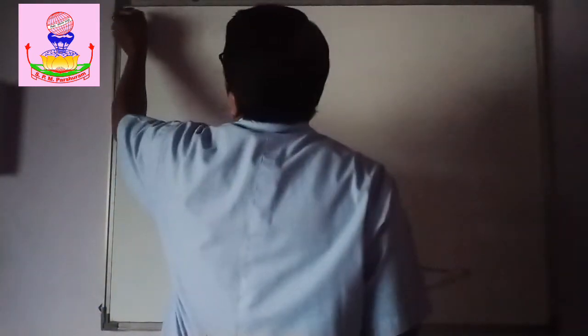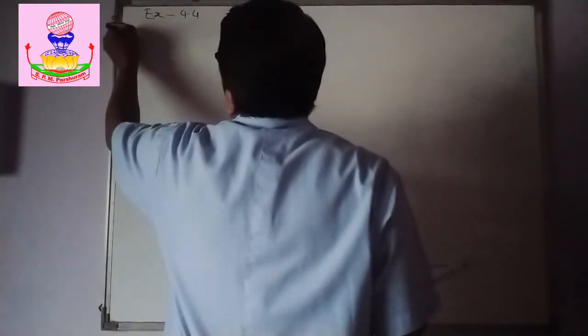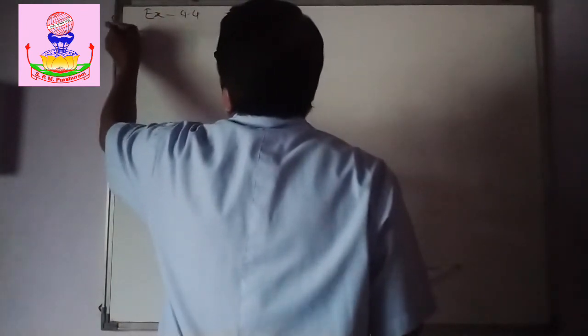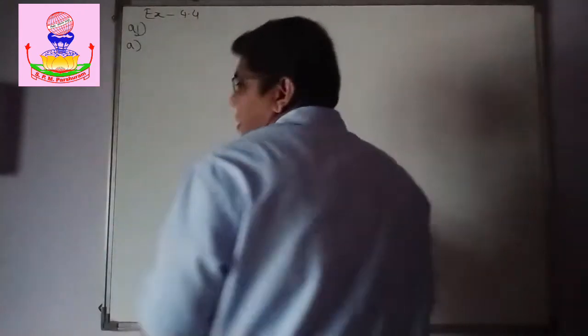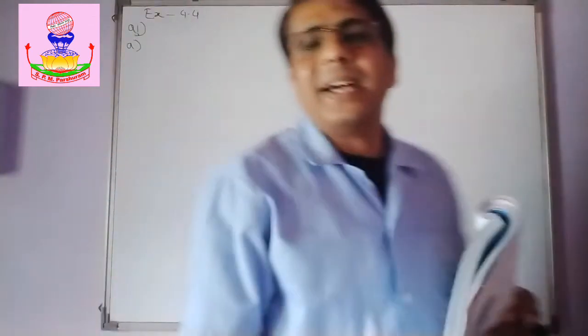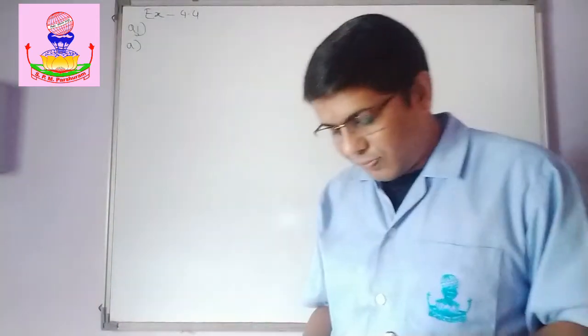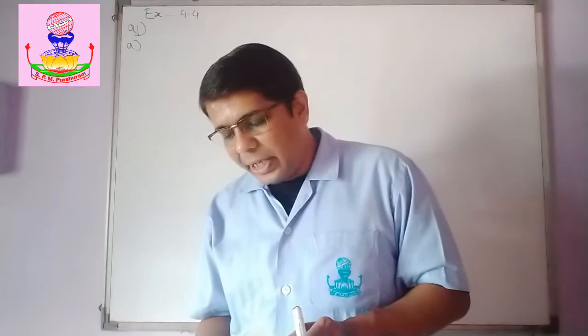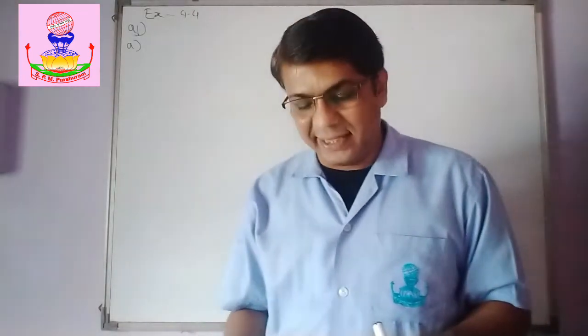Okay, what it says, add 4, exercise 4.4, question 1A. Okay, just a minute, dear students. I'm back. Now, so add 4 to 8 times a number, you get 60.